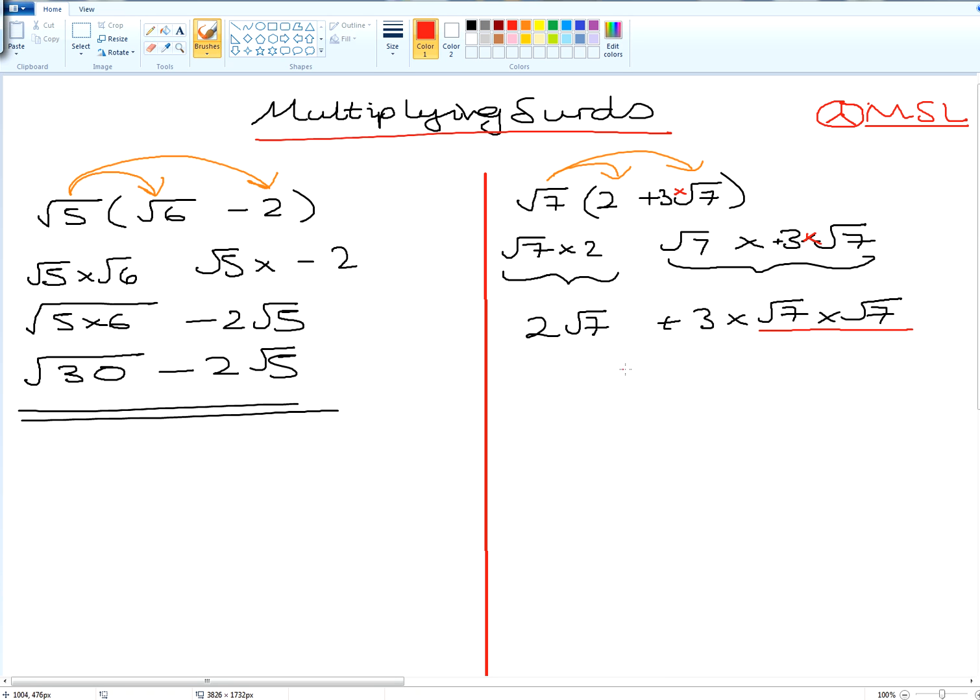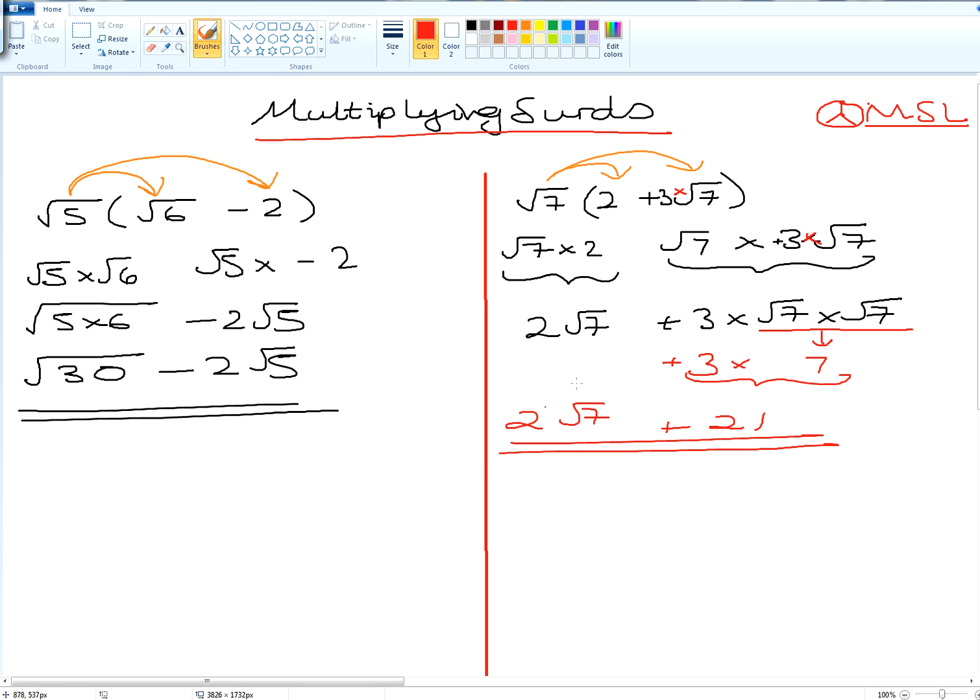Now, what happens when you do root 7 times root 7? What does that give us? Just gives you 7. Well done. And what is 7 times 3? 21. So what is our final answer for that particular question? 2 root 7 plus 21. Okay, are we happy with that?